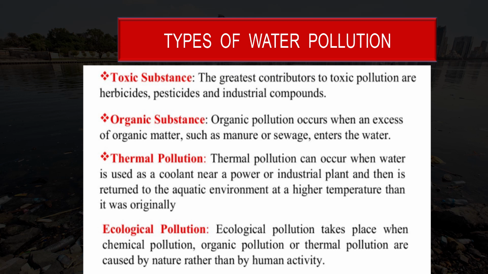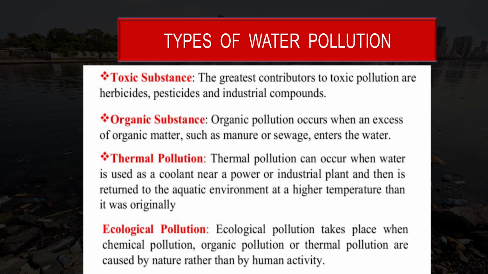It involves organic substances containing an excess of organic matter such as sewage and manures which enter the water. Third is the thermal pollution. It can occur when water is used as a coolant near a power or industrial plant and then returned to the aquatic environment at a higher temperature than it was originally. Number 4 is the ecological pollution. It takes place when chemical pollution, organic pollution or thermal pollution is caused by nature rather than by human activity.